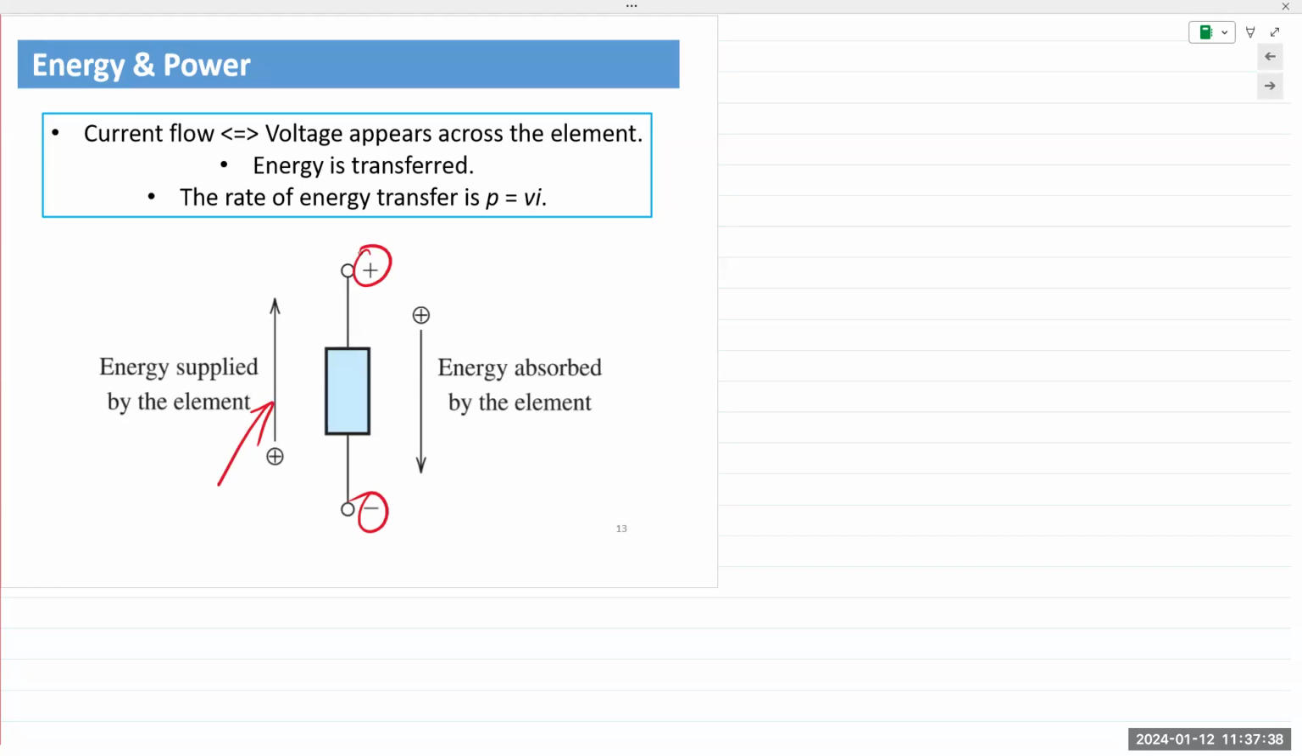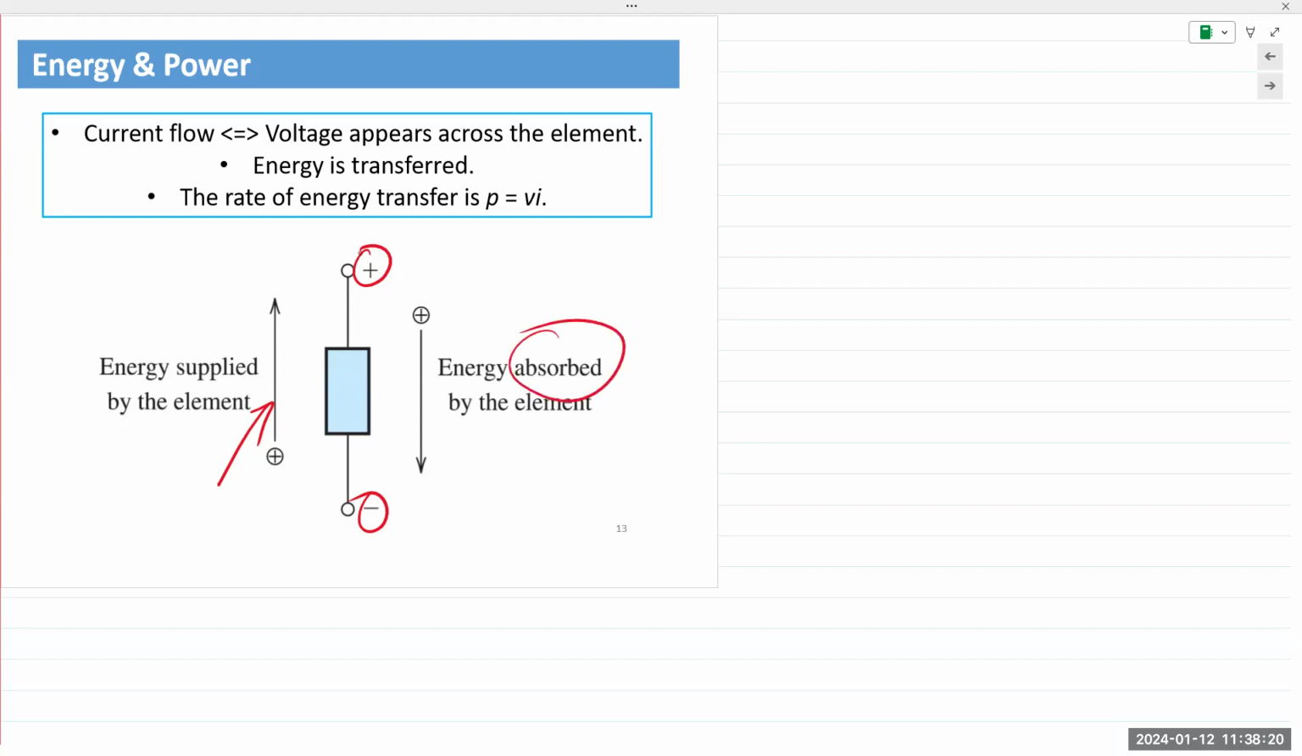Think of this as money. If you lend $100 to your buddy, most likely you'll never see it again. So now you supplied $100, and your account has a net negative balance, or basically it was a negative on your balance sheet. On the other hand, if you found $100, it's a positive, right? You're receiving. And so if the current enters the negative terminal, power is negative, energy is being supplied. If the current enters the positive terminal, power is positive, energy is being absorbed.